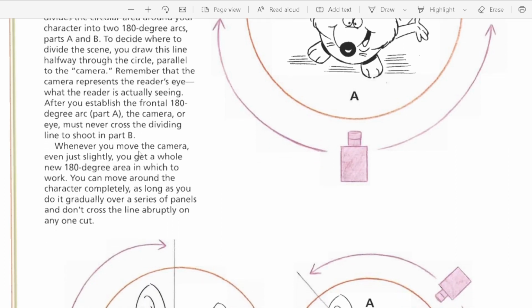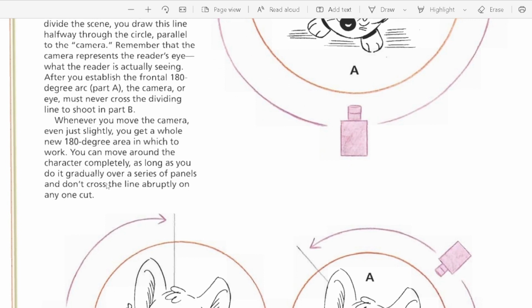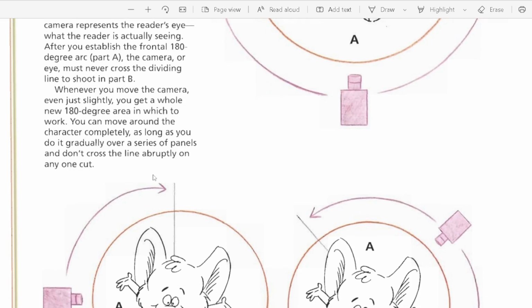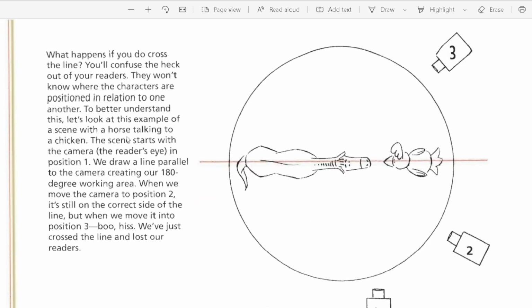Whenever you move the camera, even just slightly, you get a whole new 180-degree area in which to work. You can move around the character completely as long as you do it gradually over a series of panels and don't cross the line abruptly on any one cut. What happens if you do cross the line? You will confuse the heck out of your readers. They won't know where the characters are positioned in relation to one another.